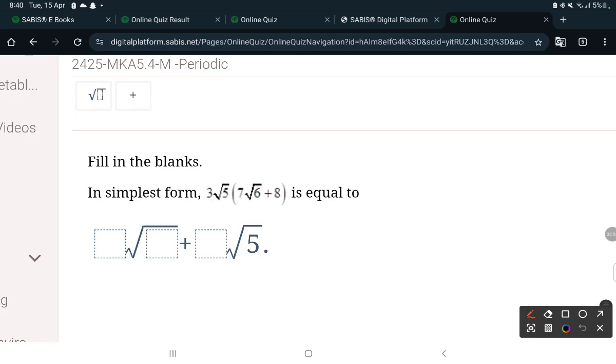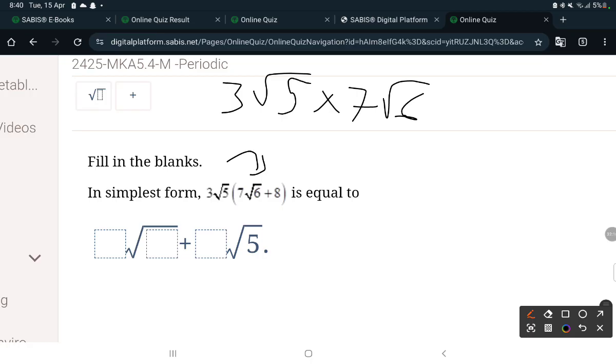Okay, this is also really easy. So we distribute 3 radical 5 multiplied by 7 radical 6, plus 3 radical 5 multiplied by 8.